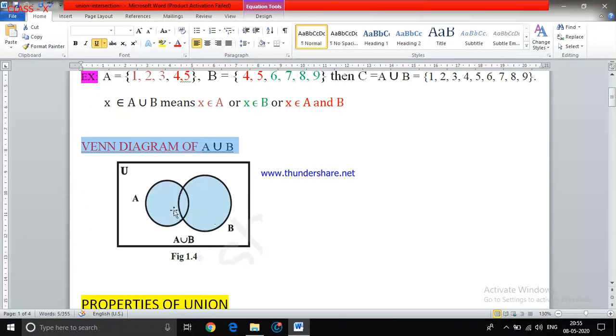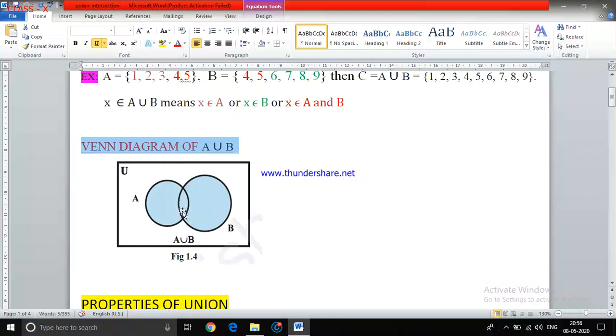Now A union B means the blue color is highlighted in both the sets. The circle A and circle B are completely highlighted with the blue color. That means A union B is the set which consists of all the elements of set A as well as all the elements of set B.